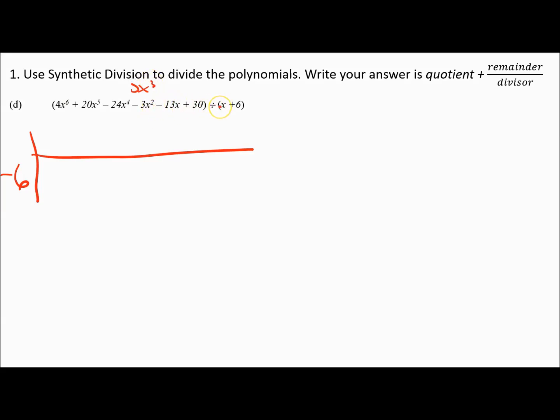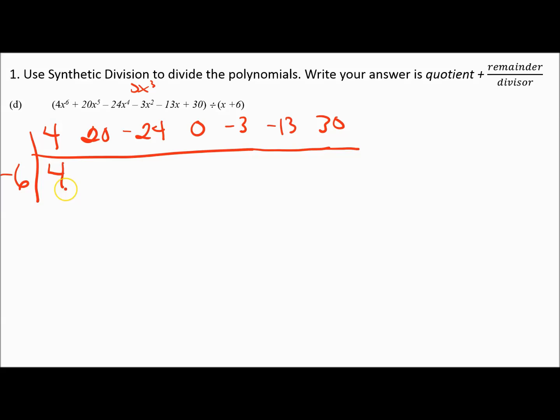So there's a 0 x to the third in this problem. 2, 1, constant. So I have 4 for my x to the 6th, 20 for my x to the 5th, -24 for my x to the 4th, 0 for my x to the 3rd, -3 for my x squared, -13 for my x value, and finally a constant of 30. First number comes down, so 4 is directly down.